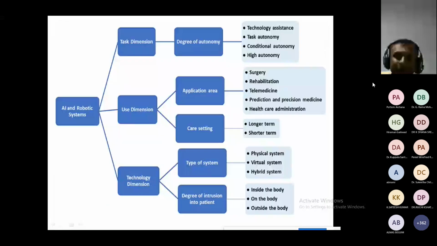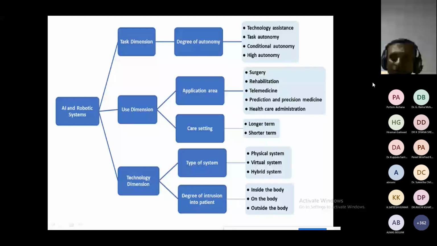So AI and robotic systems have three main dimensions: the task dimension, the use dimension, and the technology dimension. The task dimension focuses on the degree of autonomy, and the use dimension focuses on application area and care setting. The technology dimension covers the type of system and the degree of intrusion into the patients. Those are the medical applications.